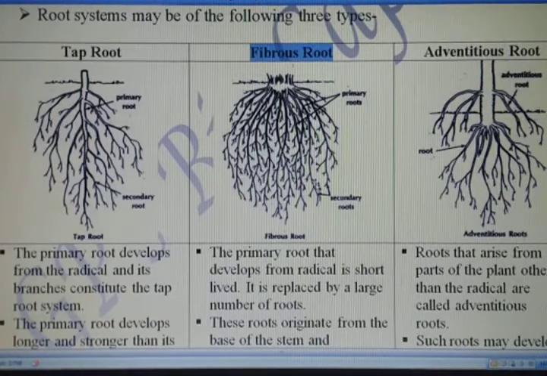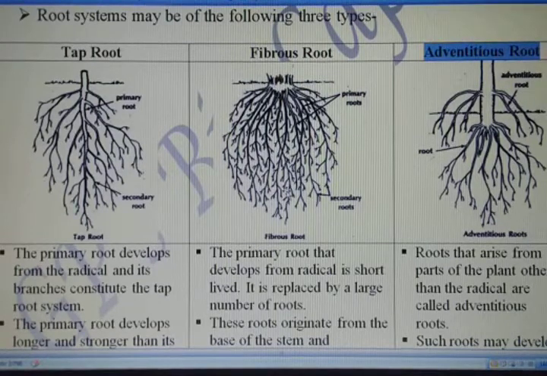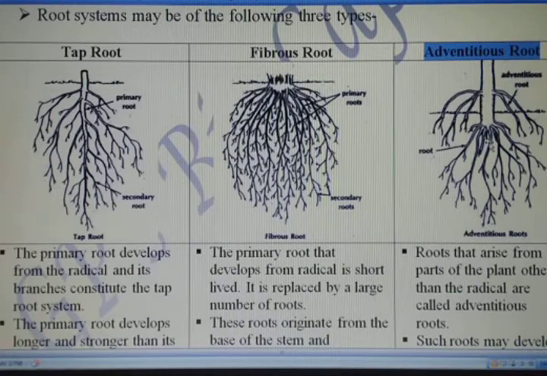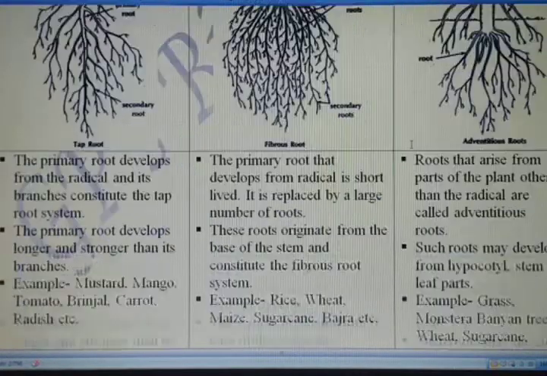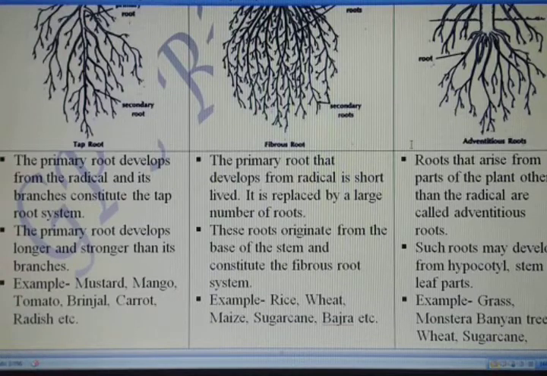Fibrous root. Whereas the third one, adventitious root, is again different from the first two. How is it different? Because this does not develop from the radicle. Adventitious roots develop from some other part of the plant, but not from the radicle. Like for example from the nodes, or from the leaves, or from the hypocotyl.